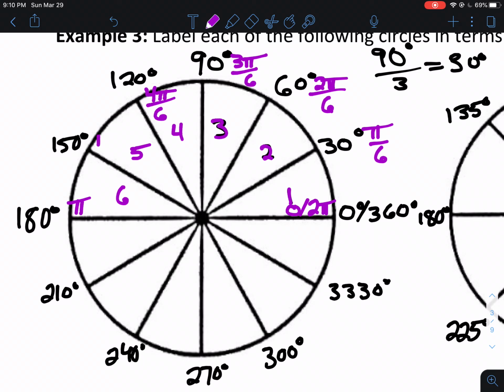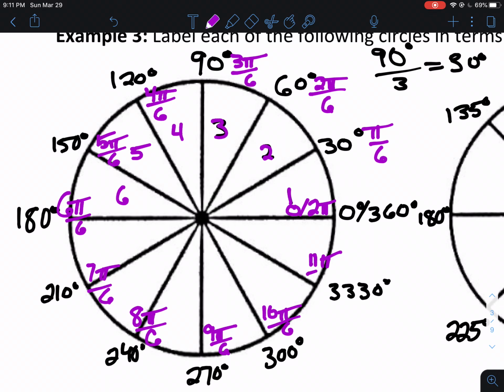So this would be 4 pi over 6. At 150 degrees, that would be 5 pi over 6. At 180 degrees, that would be 6 pi over 6. And then you just keep counting your way around. So 7 pi over 6, 8 pi over 6, 9 pi over 6, 10 pi over 6, 11 pi over 6. And when you get back to 2 pi, if you think about it, you'd be at 12 pi over 6, and 12 over 6 is 2.